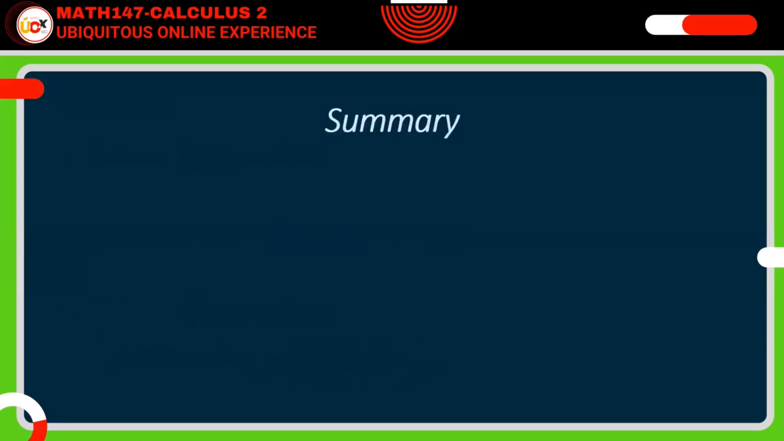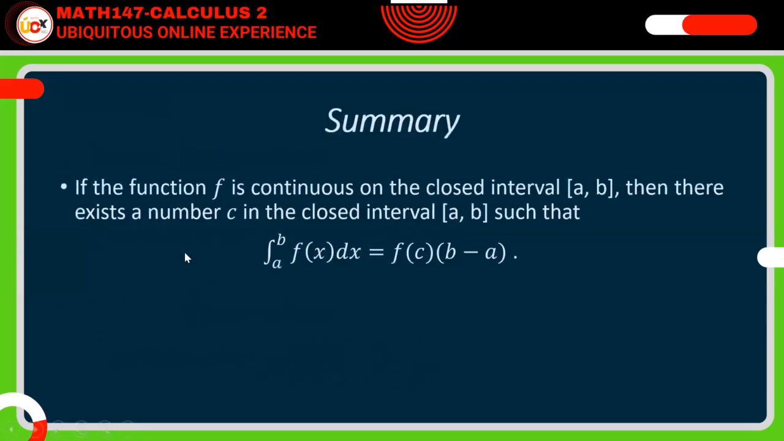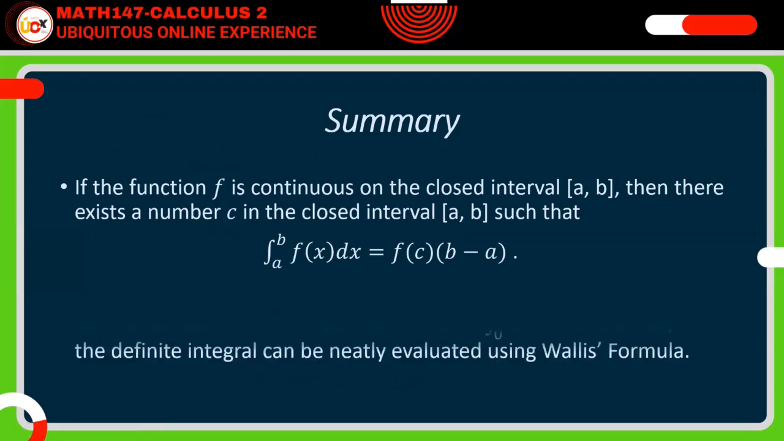So to summarize, if the function f is continuous in the closed interval from a to b, then there exists a number c in the closed interval from a to b such that the definite integral of f of x dx from a to b is equal to f at x equals c times b minus a.